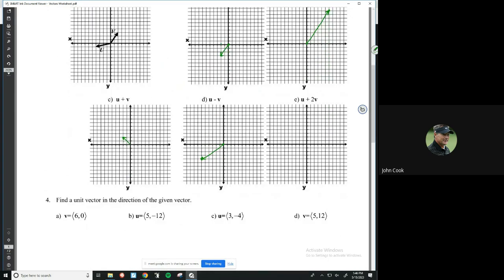0, 5 is where I need to go. So I start at the origin, and then I go to the left or to the right by 0, and then I go up 5. 1, 2, 3, 4, 5. Right there. All right, so just go straight up, and there's my vector.